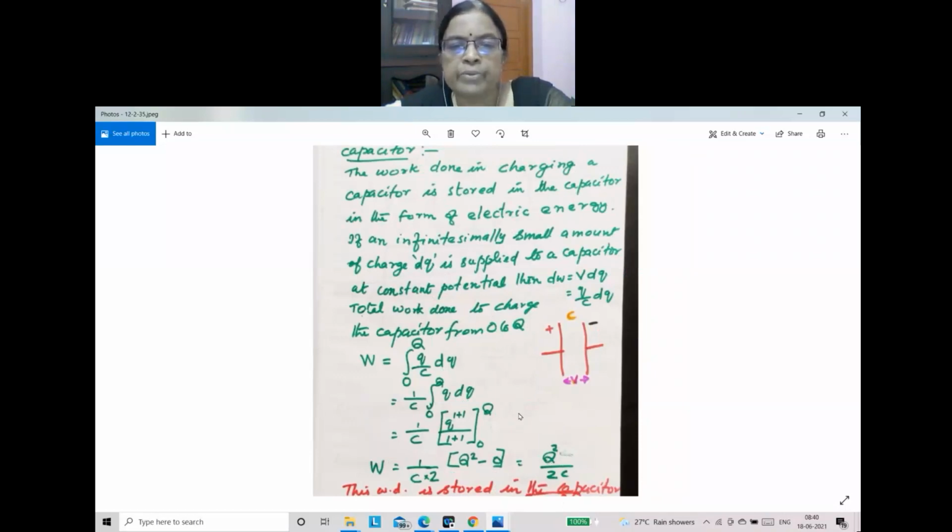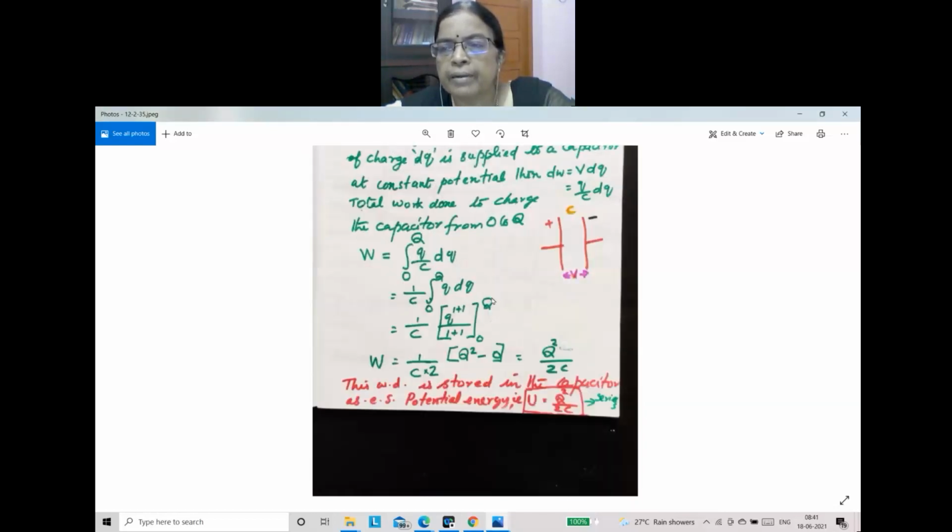Okay, children? Now is it okay? Yes, ma'am. I think everybody understood now. Then different forms are there. In series, we use this formula, Q square by 2C, energy stored in a capacitor. In series combination, we use this formula. And some other equations are also there.